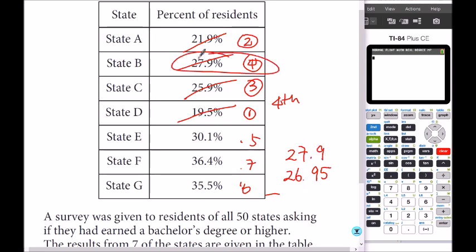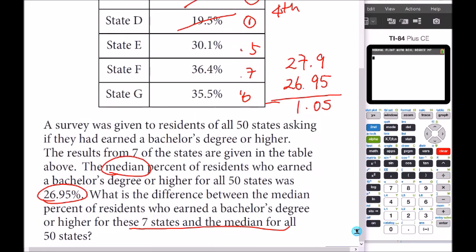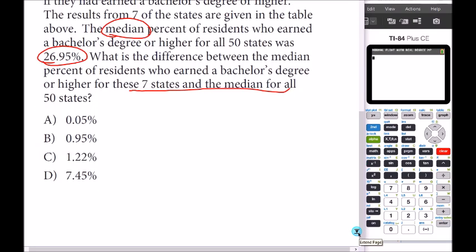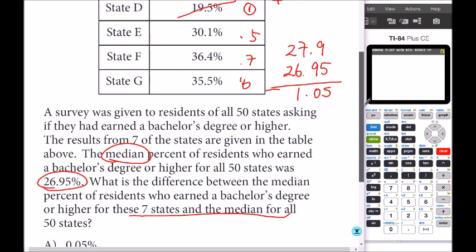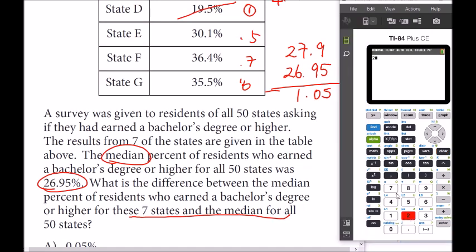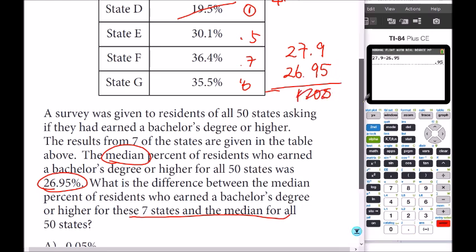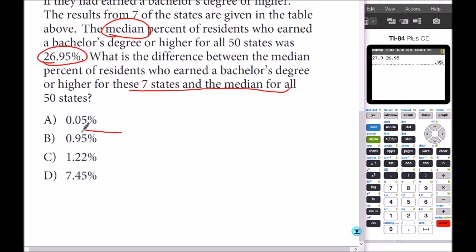This one right here. So when you find the difference, you get 1.05. Finding the difference. Oh, was it not? Oh no. So it's 27.9 minus 26.95, which is less than that, 0.95. Sorry, I did the simple math wrong. So it is B, 0.95.